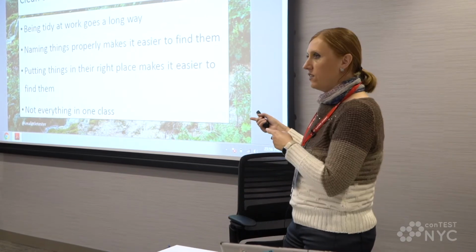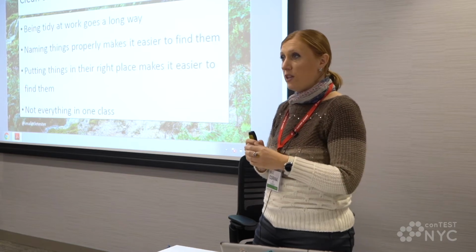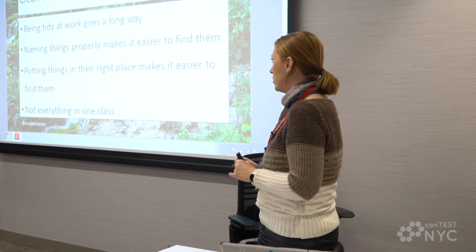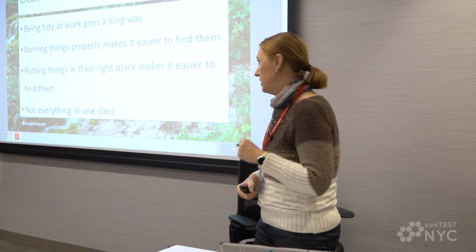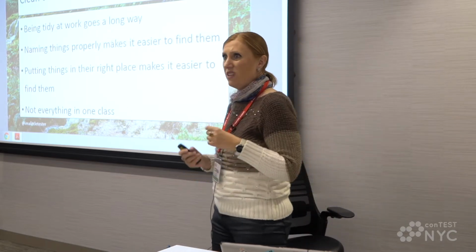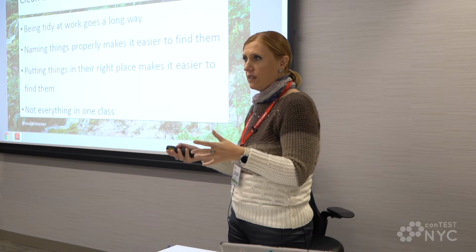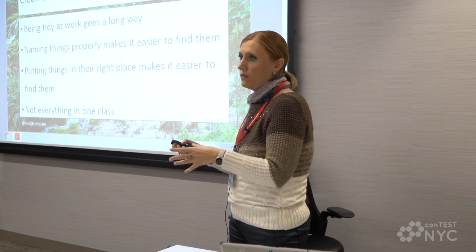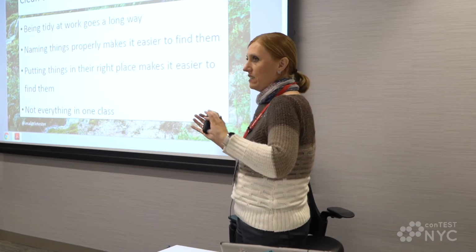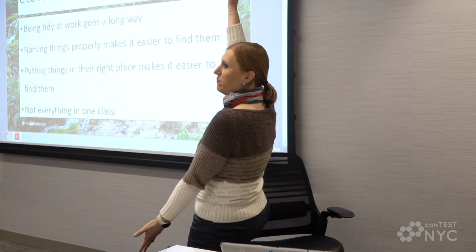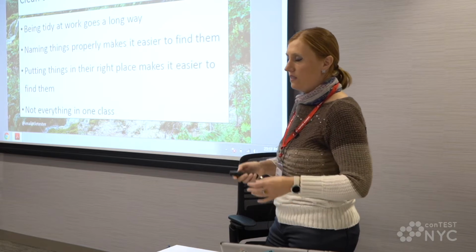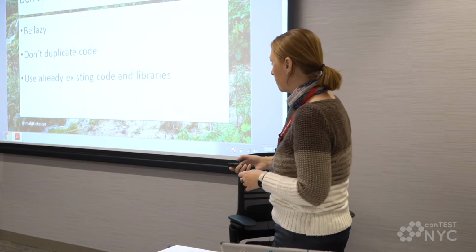All right, clean code. When we write automation code, we need to be tidy. We need to know where we've put stuff. We need to know what we've named stuff so that we can find it later. And don't put everything into one class if you're using classes. Don't put everything into one file. Have dedicated classes and files for dedicated stuff so that you don't have something like this where it's going to be really difficult to find the information.